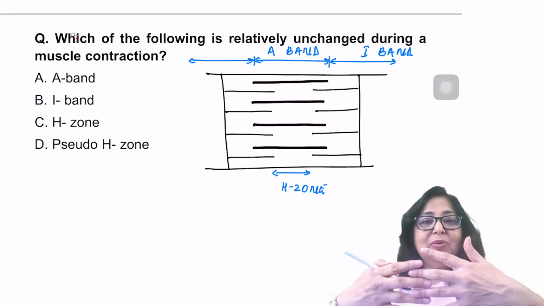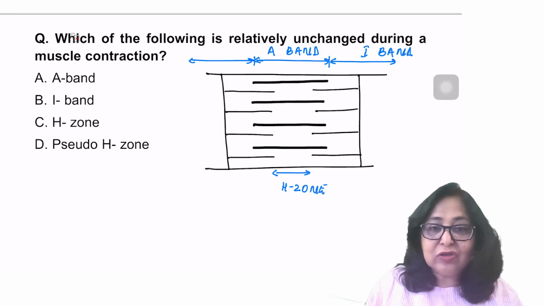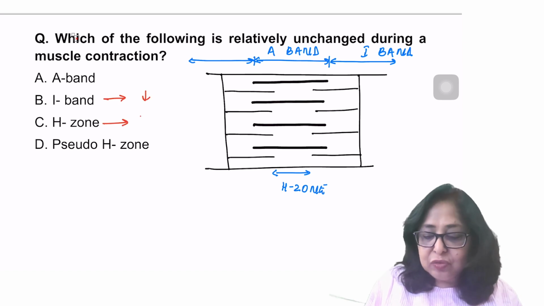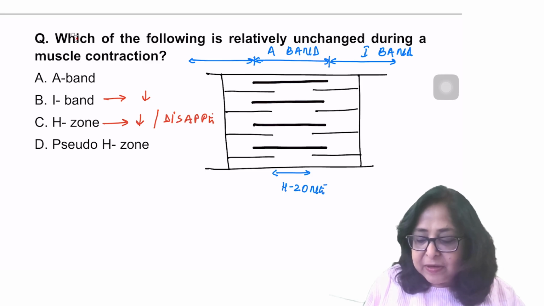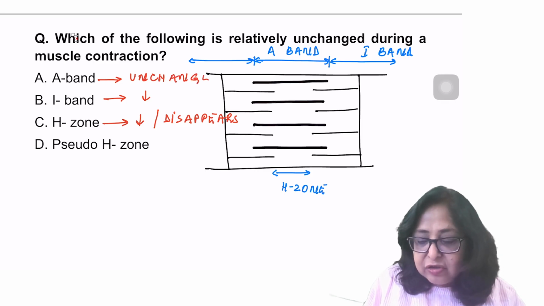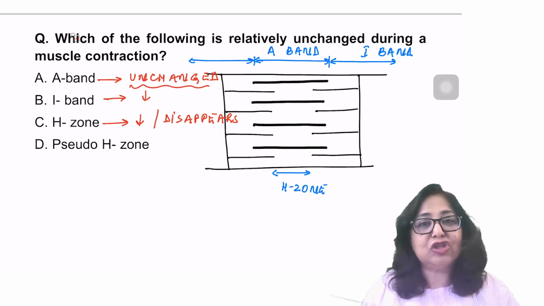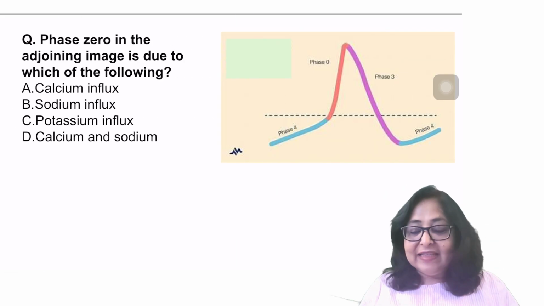The I band will slide into the A band. So what happens to the I band? It reduces. What happens to the H zone? It decreases or sometimes even disappears. But what happens to the A band? This is unchanged during a muscle contraction. So my answer to this question becomes A band. Let's see the next question.